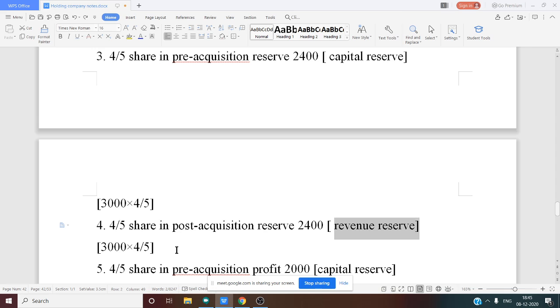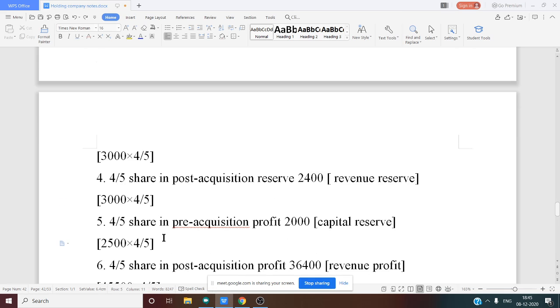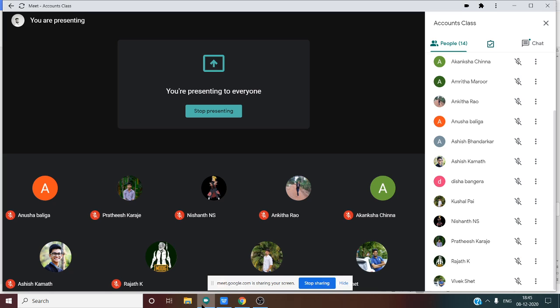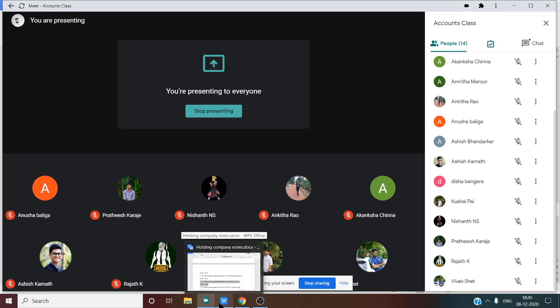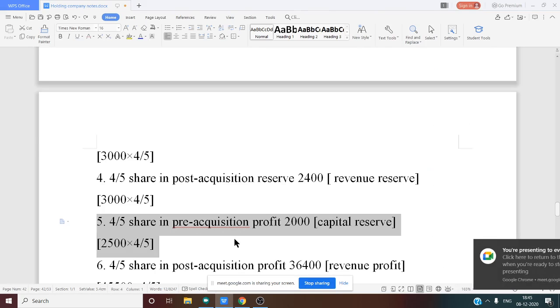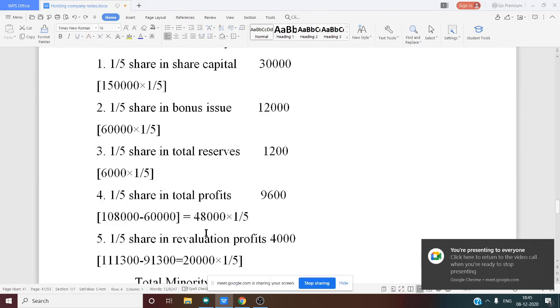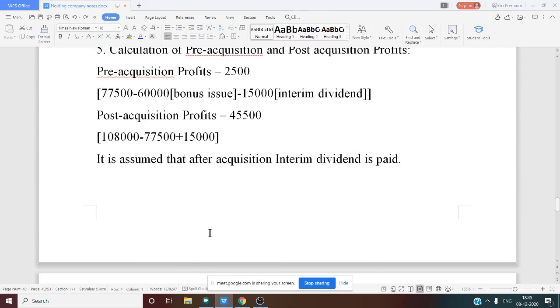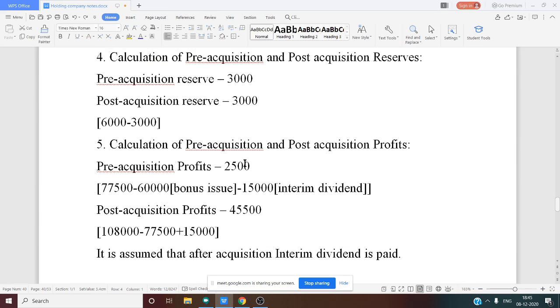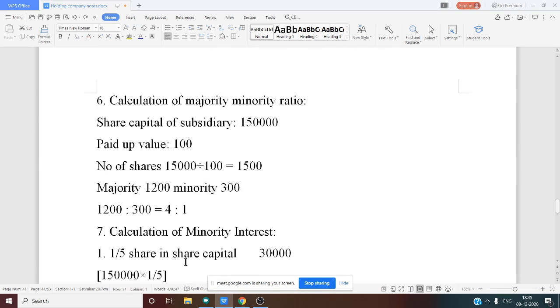After this, there is pre-acquisition profit. Here we should be careful. We should not look at the adjustment. In the adjustment, they have said 77,500, but we know that is not the answer. Why? Because we have done the working note calculation, in which we got the pre-acquisition profit answer. What is the answer? We got 2,500. So that answer you have to take.